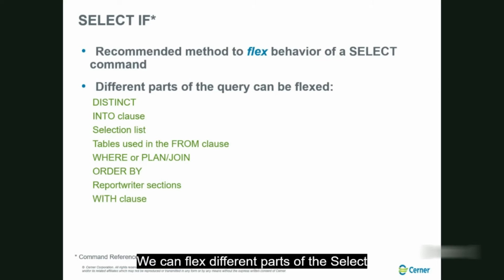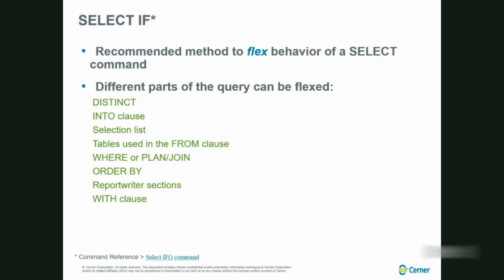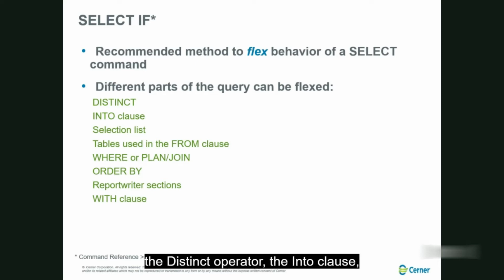We can flex different parts of the select command using the select if and can flex one or more of the commands. The different parts of the query that can be flexed include the distinct operator, the into clause, the selection list, the tables in the from clause, the qualification section, the order by, the report writer sections, and the with clause. One or multiple parts can be flexed depending on what is needed.